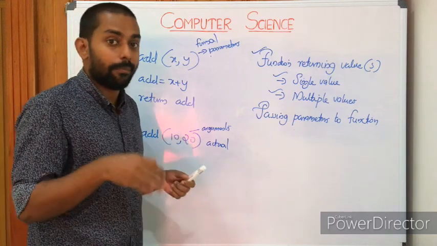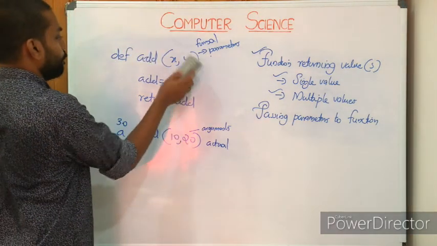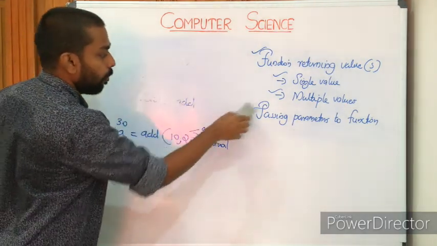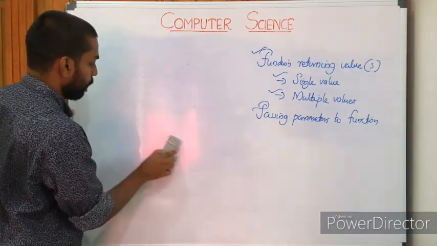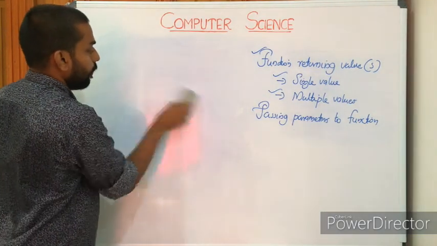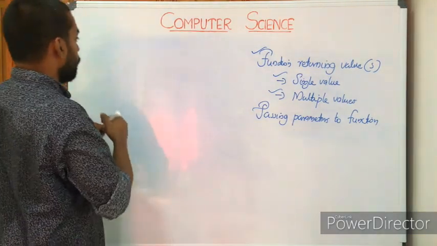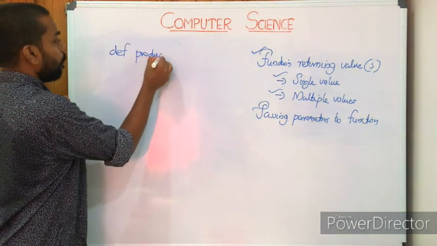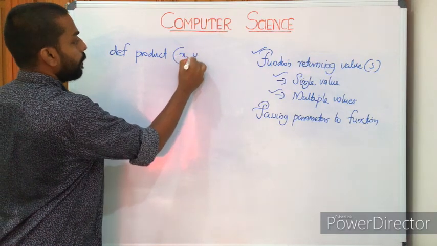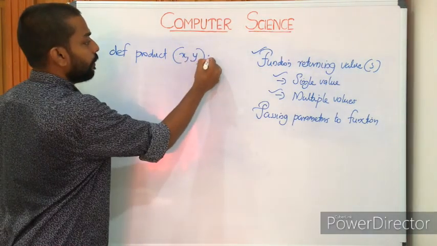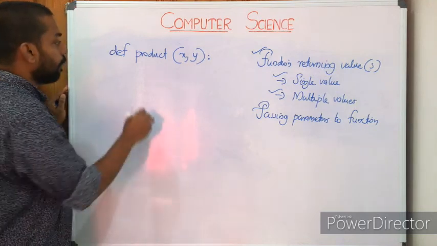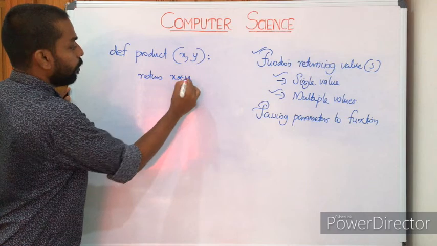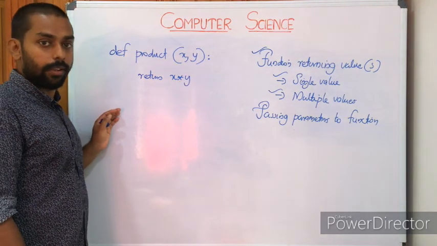Let's see some more examples of passing parameters to a function. We can define a function product which takes two parameters x and y, then return x into y.